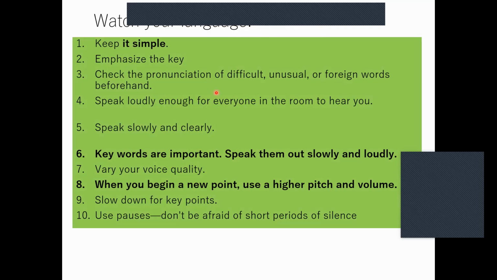What about your language? Keep it simple. Okay. Emphasize the keywords. I think I already discussed this, but I just want to mention it as number six. Keywords are important. Speak them out slowly and loudly. Okay. This is very important.